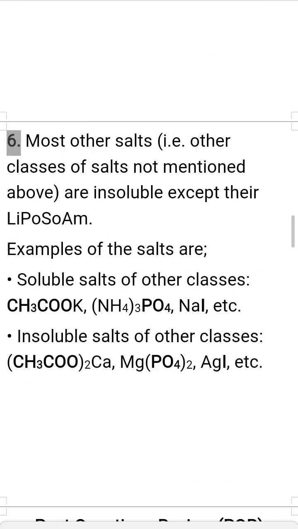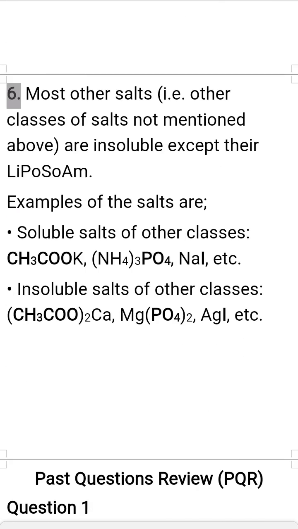We now come to number 6. Number 6 says most other salts, that is other classes of salt not mentioned above, for example ethanoates, phosphates, iodides. So any class of salt not amongst the ones we have recognized so far, they are insoluble. Other classes of salt in chemistry outside the ones we featured in this analysis, they are insoluble except when a member of the Lipo-Sum group is present in the salt.